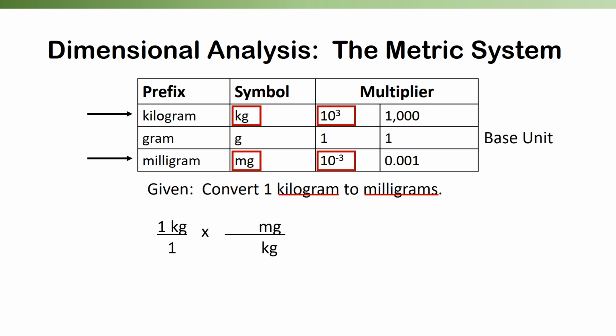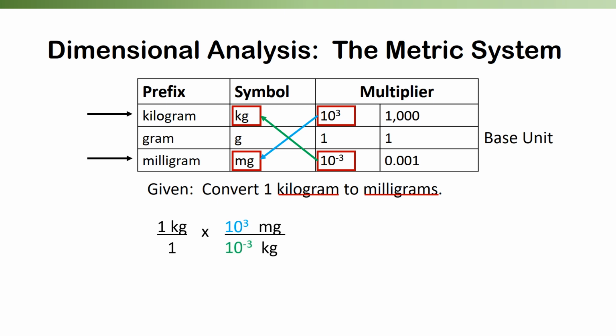And just like we did for the other conversion factors, we're going to go to the chart to find our values. So for milligrams, we're going to go to the multiplier for kilogram, which is 10 to the third, and we're going to plug this in to our milligrams in the numerator. And next, for our kilograms, we're going to go to the multiplier for milligram, which is 10 to the negative third, and plug this into our conversion factor in the denominator.